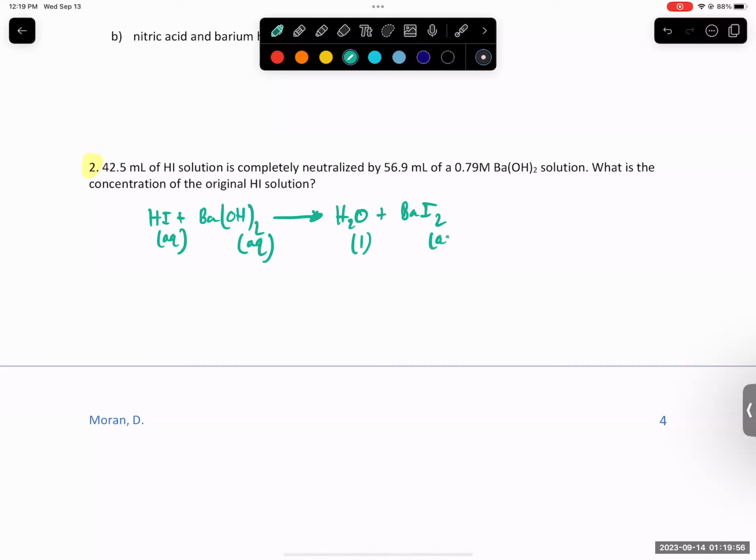It is aqueous. Because iodine is normally what? Soluble or insoluble? It is normally soluble. And is barium one of your exceptions? No. So it continues to be soluble.